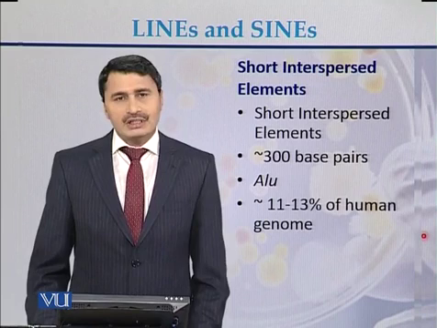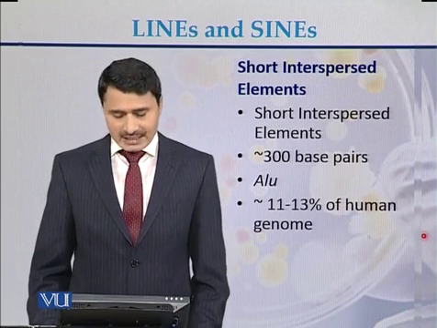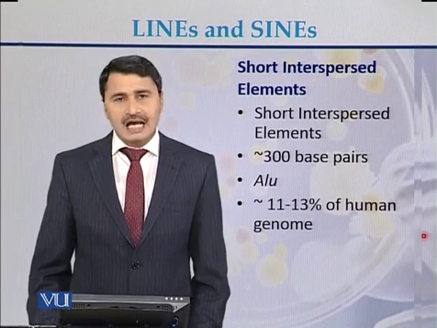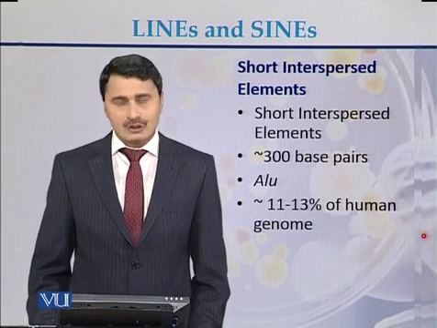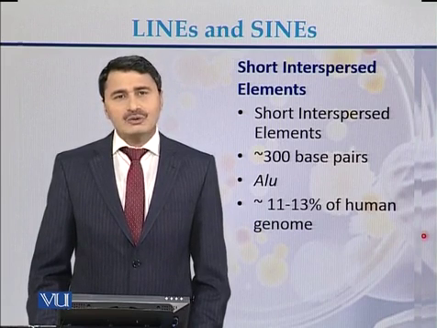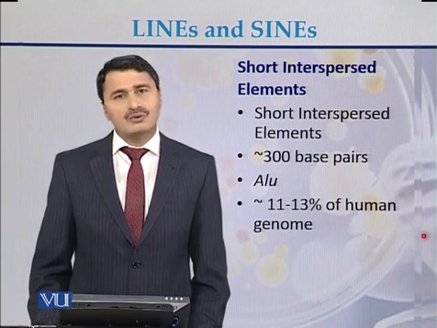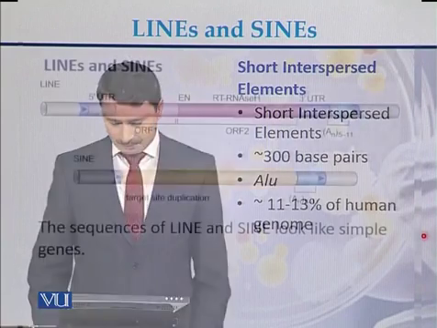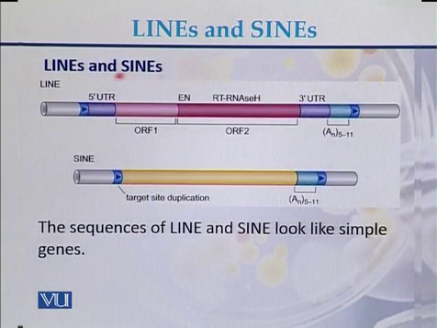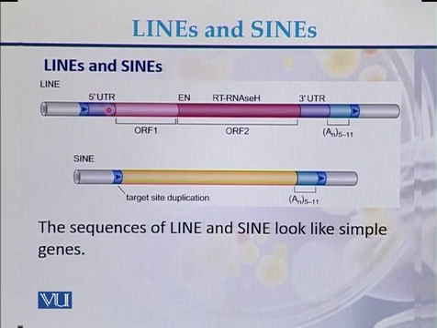On the other hand, what are short interspersed nuclear elements? They are approximately 300 base pairs in size. The most common SINEs are called Alu, and in the human genome they make up approximately 11% up to 13%. These are the typical diagrams of LINEs and SINEs, showing the difference between them.